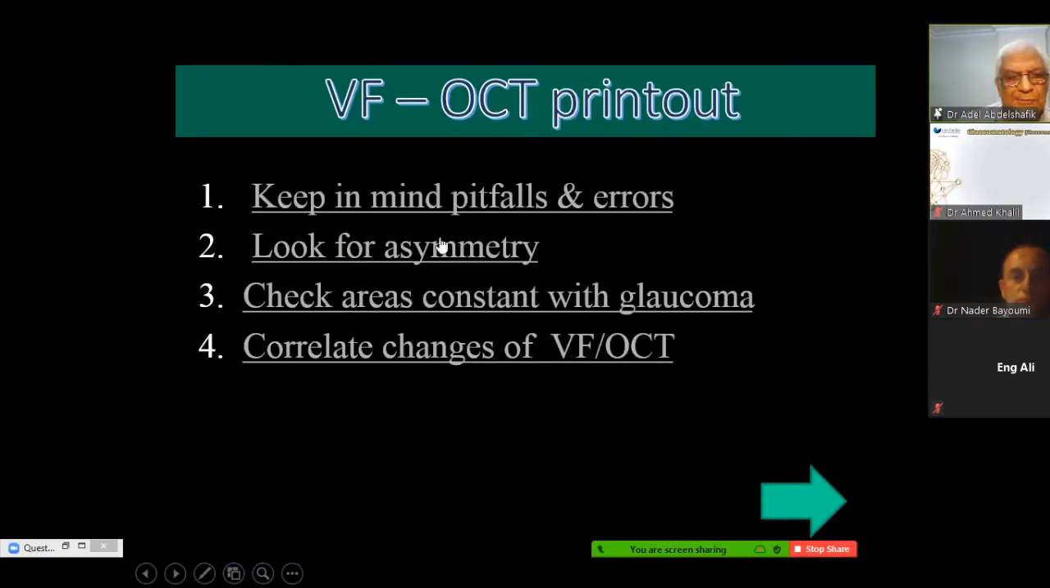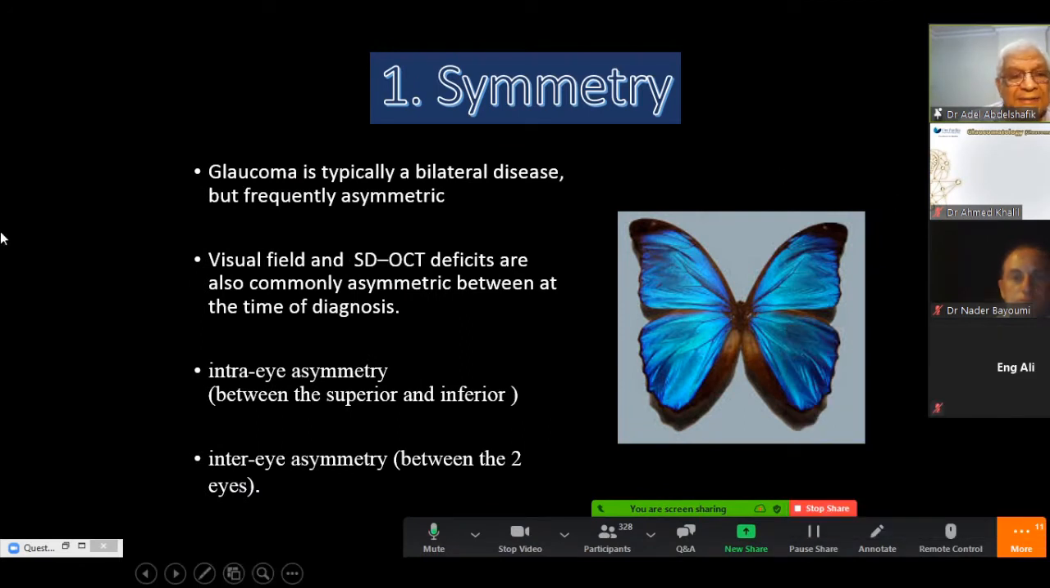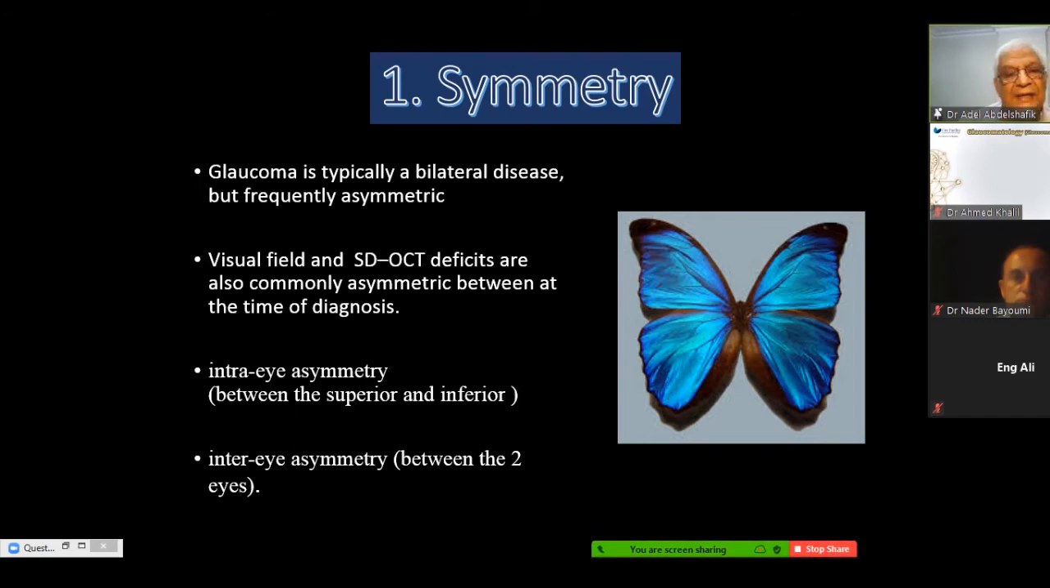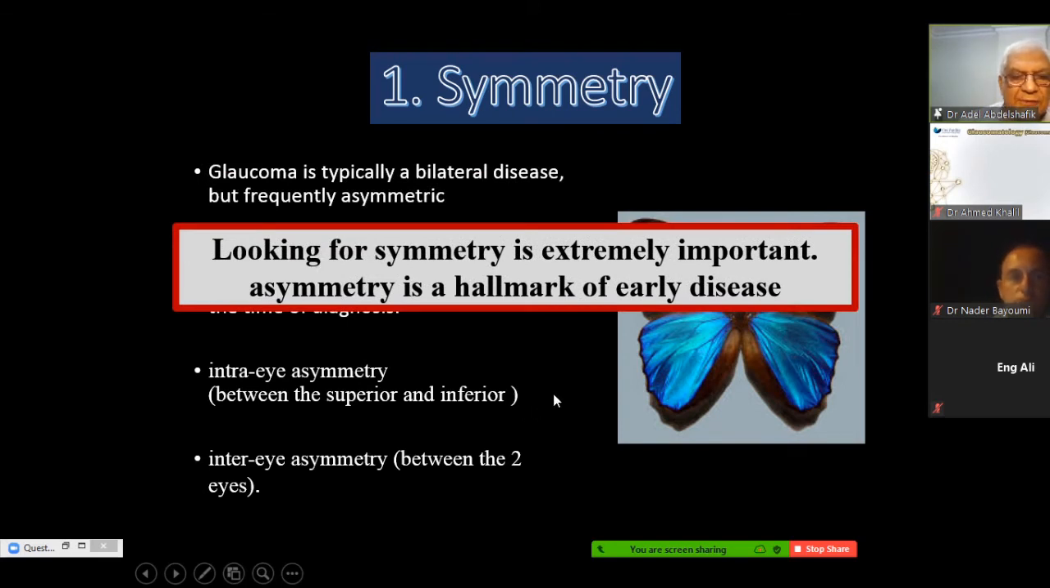Again, this was the first point. The second point, check for asymmetry. Glaucoma is typically a bilateral disease, but frequently asymmetrical. Visual field and OCT defects are commonly asymmetrical at the time of diagnosis. Asymmetry can be between right eye and left eye, and asymmetry can be between inferior half and superior half. So keep in mind any presence of asymmetry.